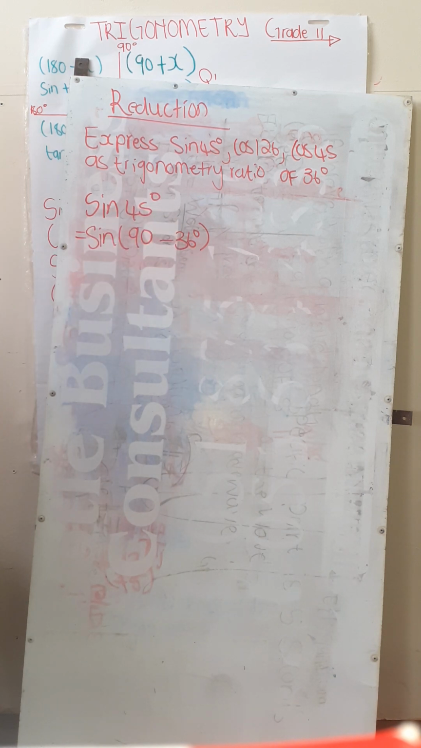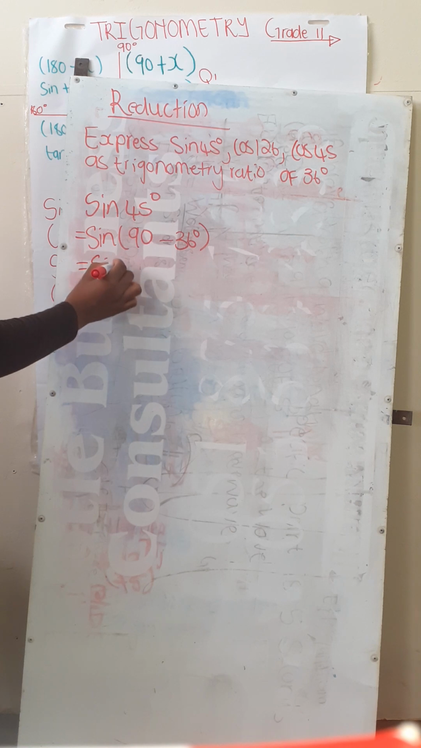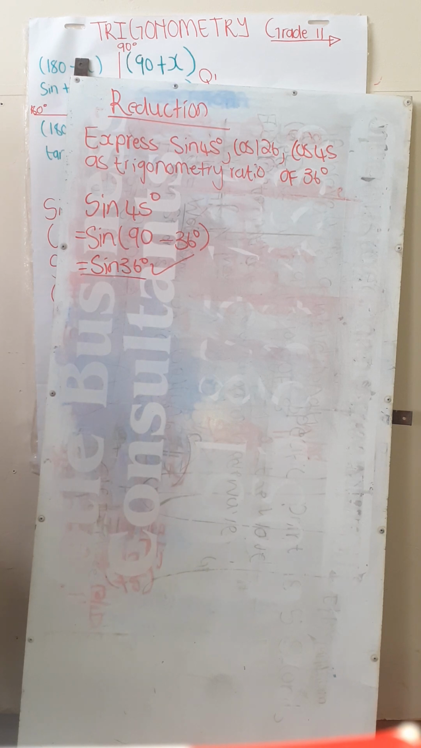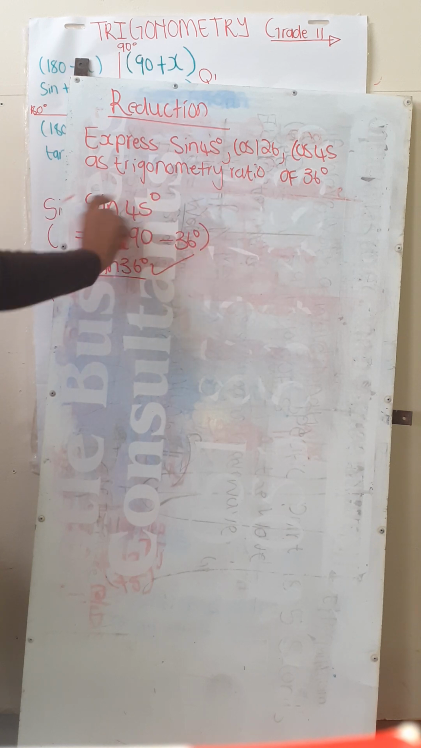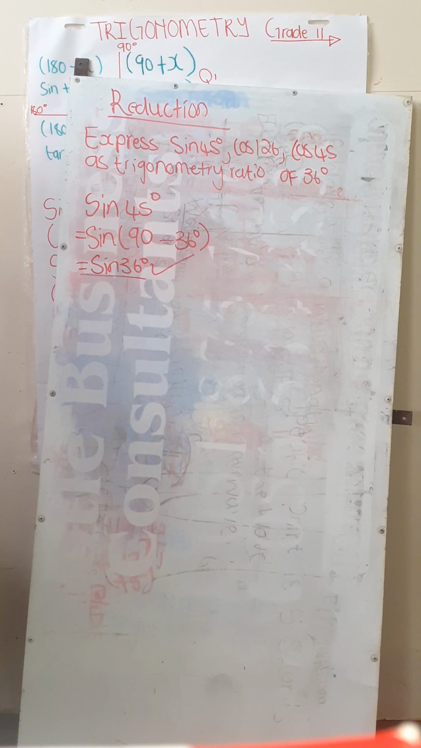Now we are supposed to express it as 36. So because sine is positive in this quadrant, we are going to have sine 36 degrees. We have expressed this sine 45 as a ratio of 36. So we used 90 minus, because when you say 90 minus the ratio that is required, we still get the original number, which is 45. Now we'll move on to the next one.